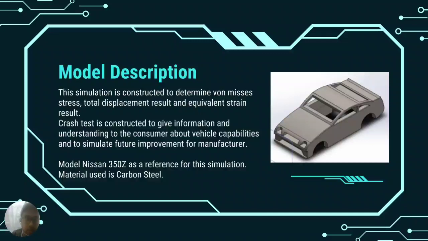For the model description, this simulation determines von Mises stress, total displacement result and equivalent strain result. The crash test is constructed to give information and understanding to the consumer about vehicle capabilities and to stimulate future improvement for the manufacturer. We use a modern Nissan 350Z as a reference for this simulation, and the simulation uses carbon steel material.